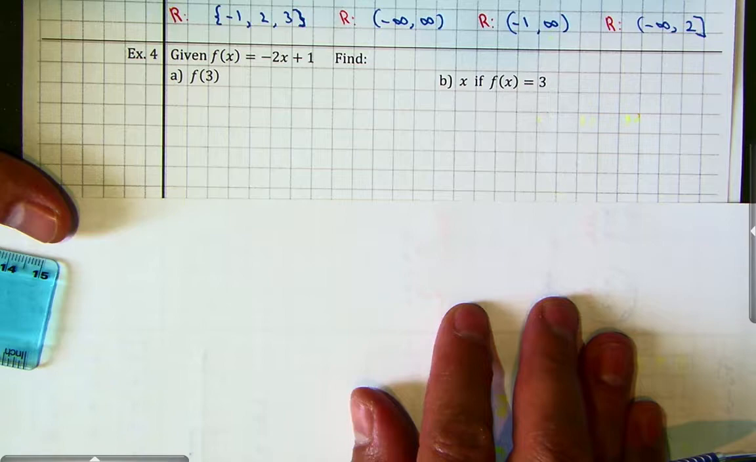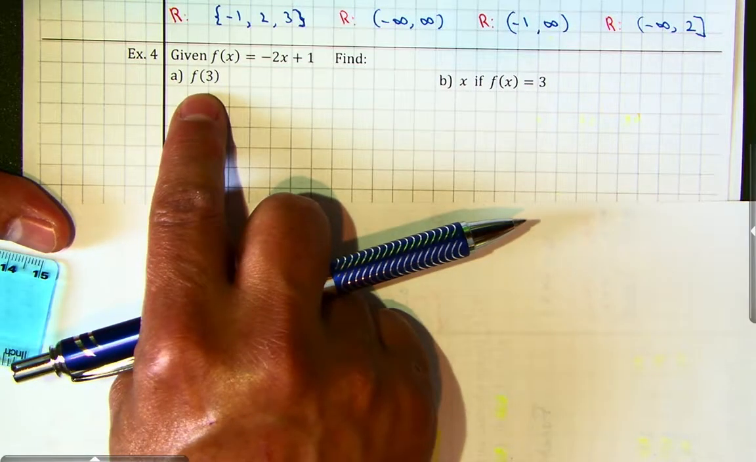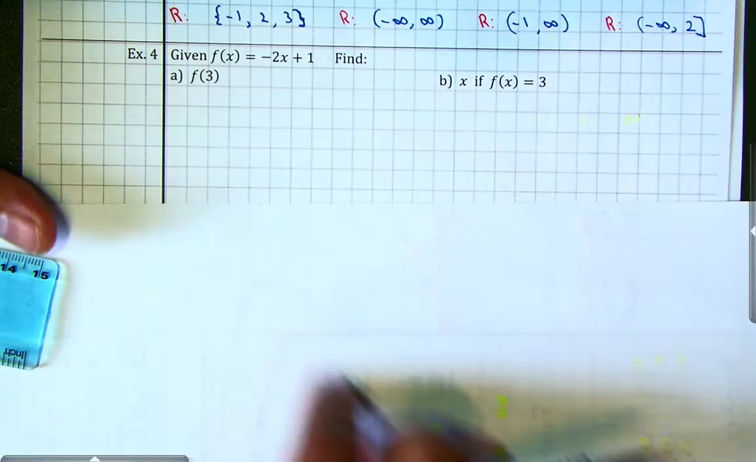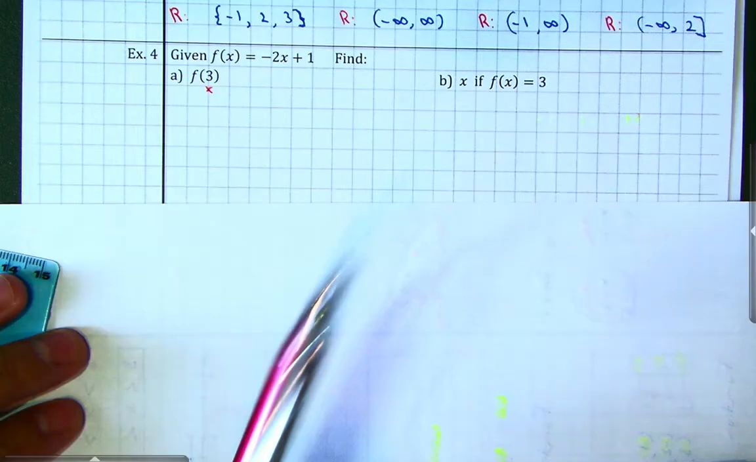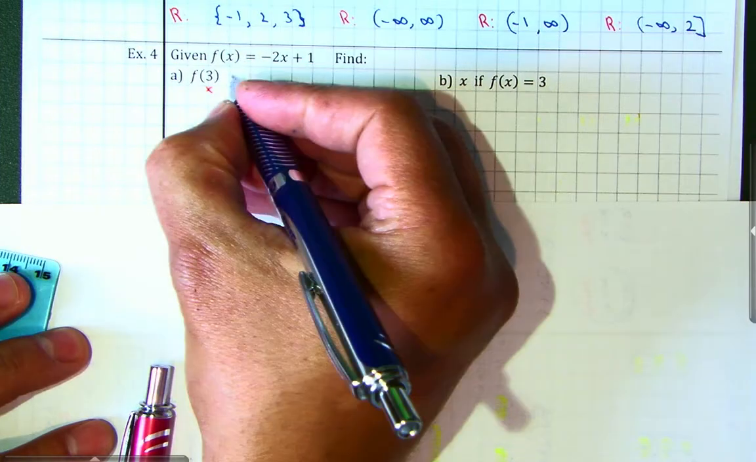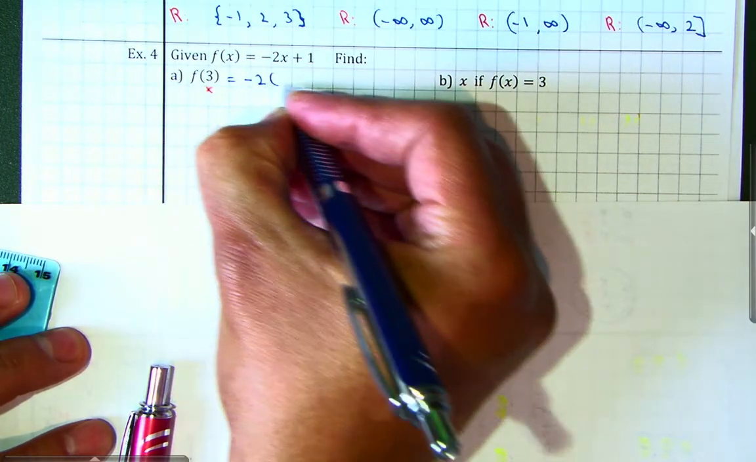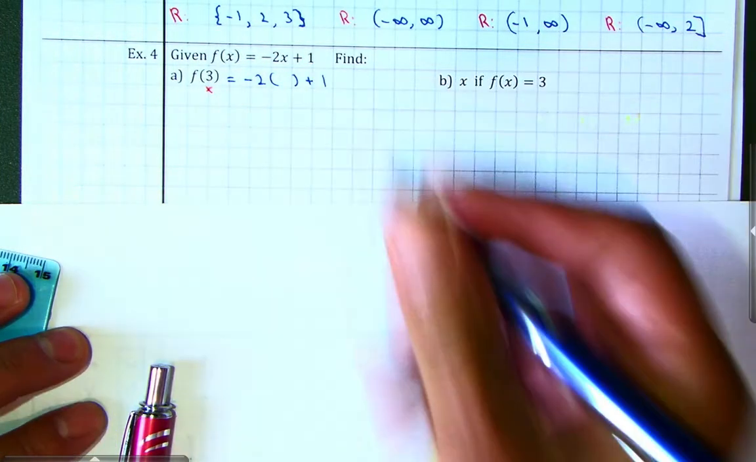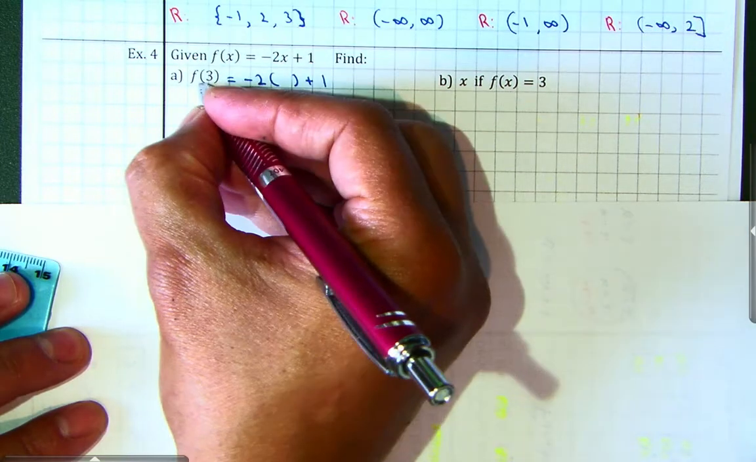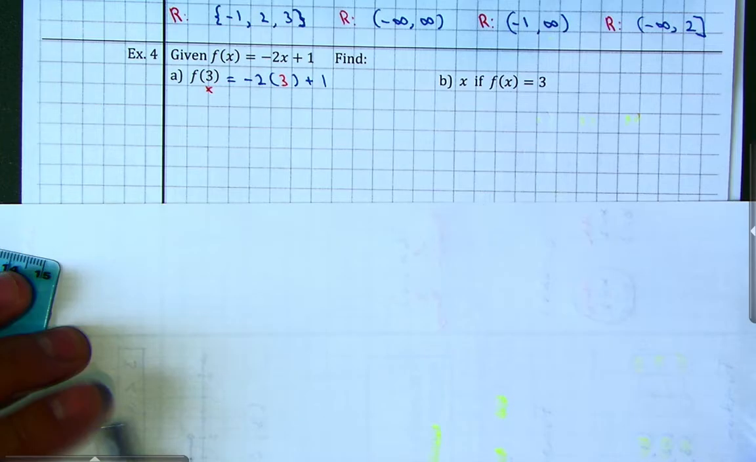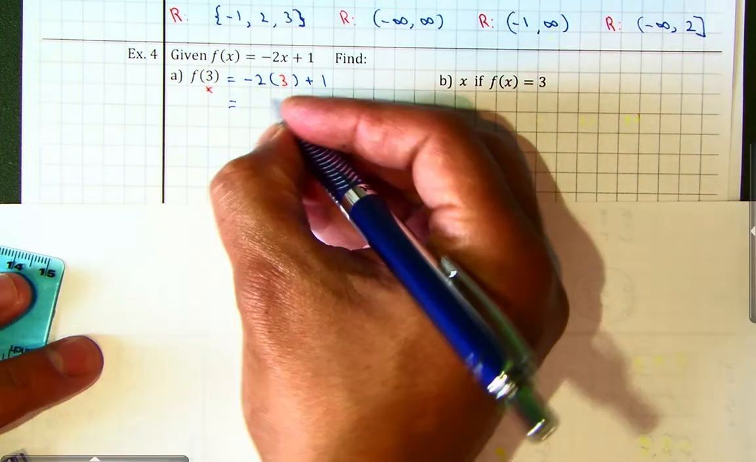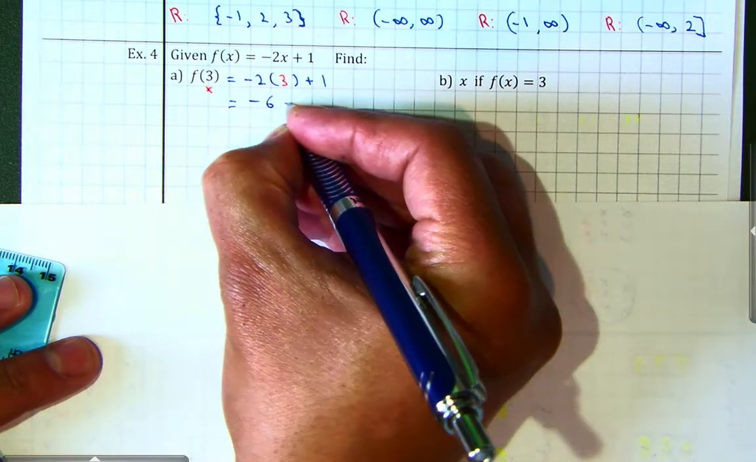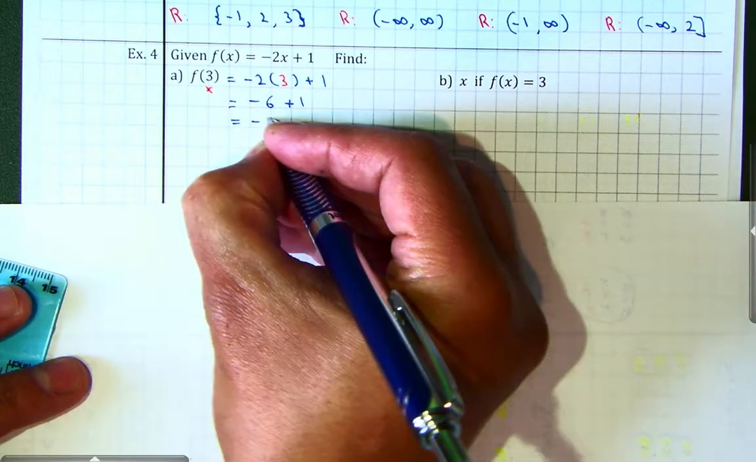So given the following function, find f of 3. So this is your x that we need to plug in here. So now we have f of x equals negative 2x plus 1. But now instead of the value of x, they're telling us to plug in a 3. So it's just a quick substitution. And now we're going to simplify. That gives me a negative 6 plus 1, which will give me a negative 5.